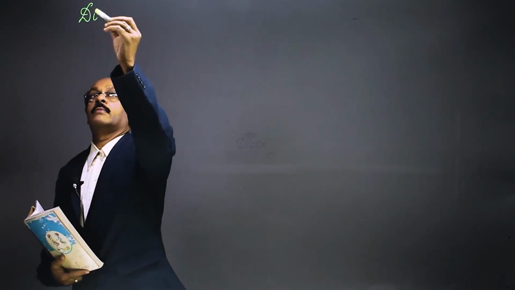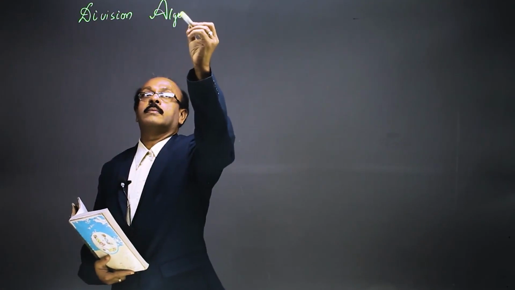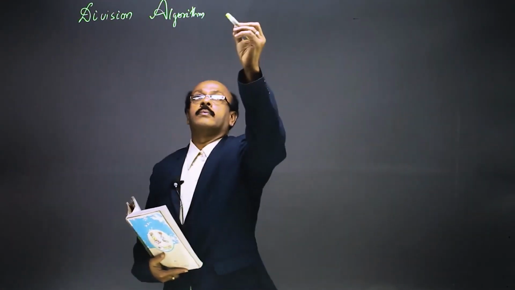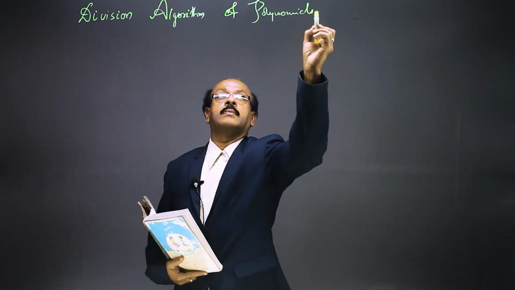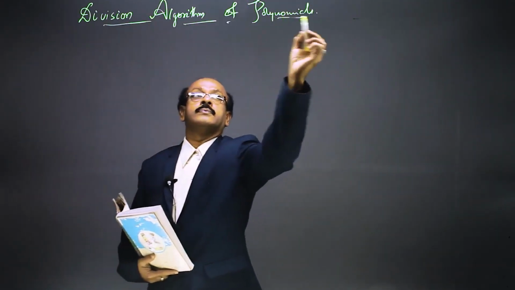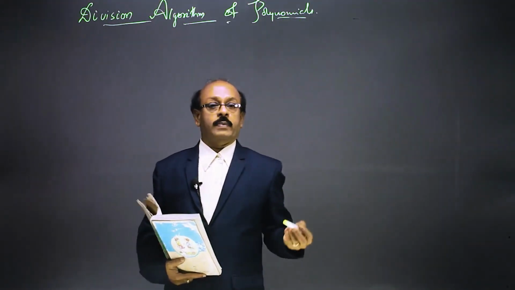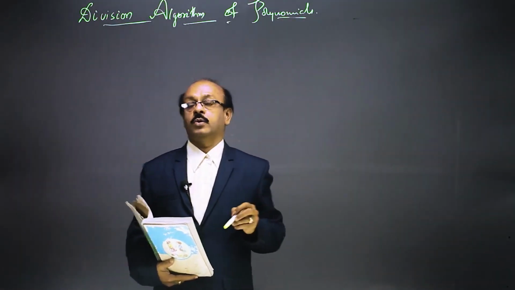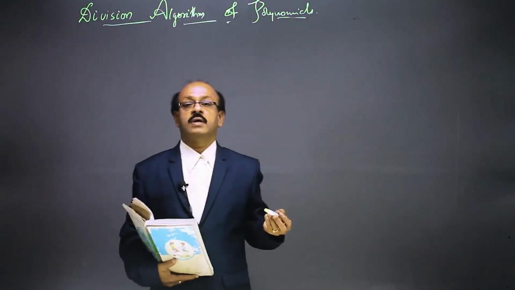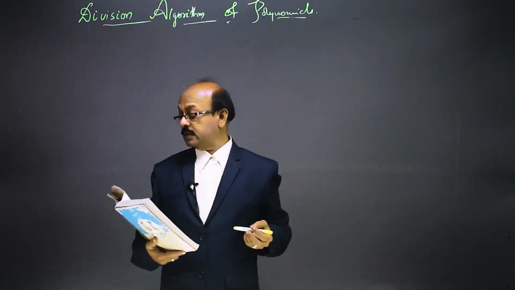Next topic of this chapter, polynomial, is division algorithm of polynomials. Division algorithm. That is, we have to divide a polynomial by a given polynomial, and then we have to check the relation dividend is equal to quotient into divisor plus remainder. This is the division algorithm. We can do one question.